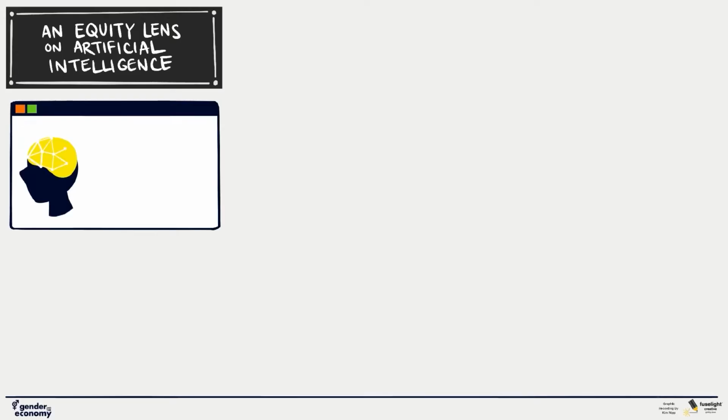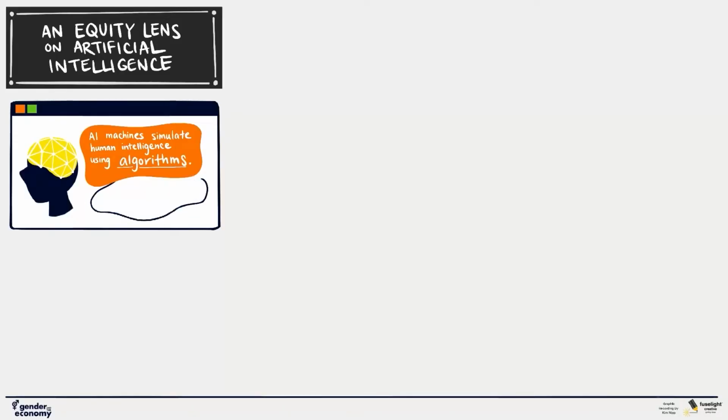Artificial intelligence, or AI, refers to machines that simulate some form of human intelligence, such as identifying patterns, making predictions, and suggesting decisions. They use algorithms, or instructions that humans give it through code, to carry out these tasks. Such systems may also learn from large datasets, such as people's social media profiles.